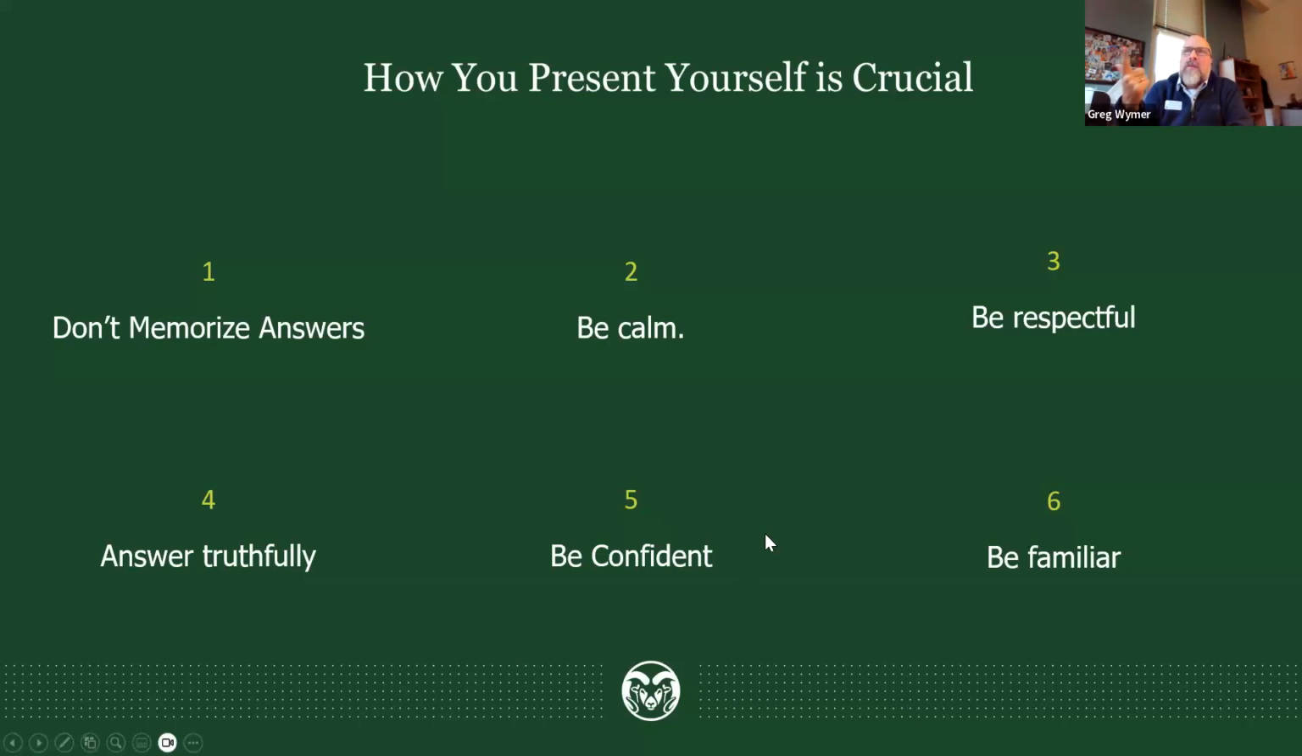So don't memorize your answers. Be calm, be respectful, answer truthfully, be confident, and be familiar are the things that we would suggest that you do.